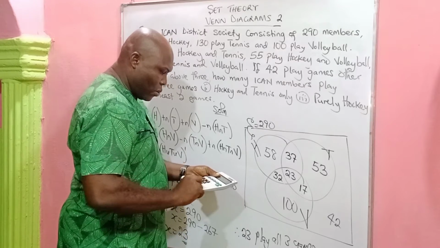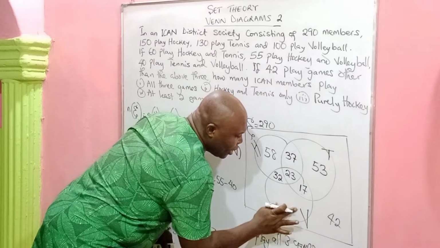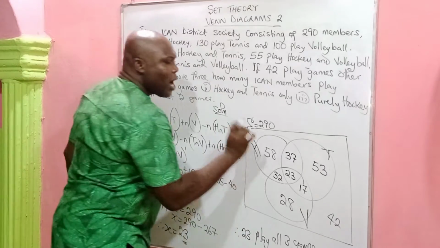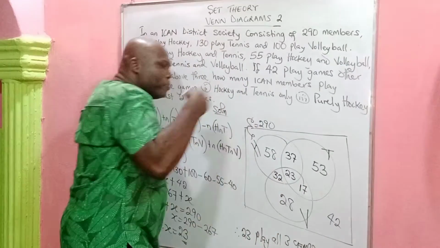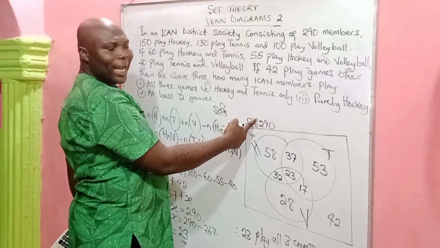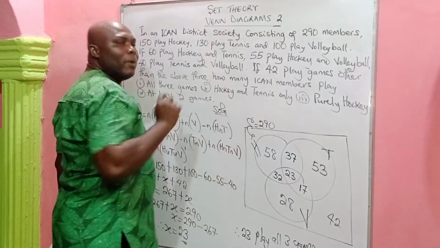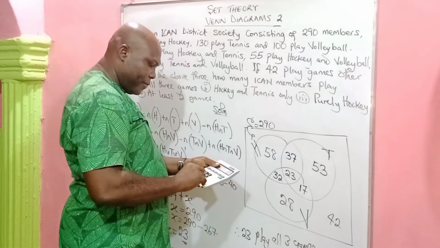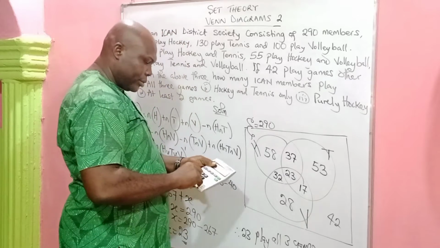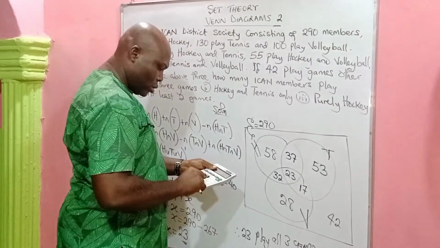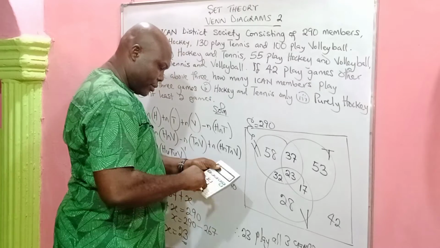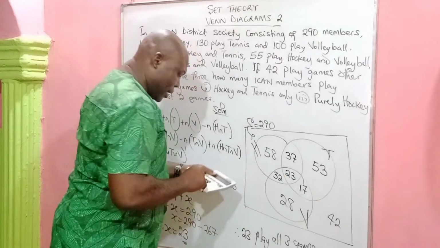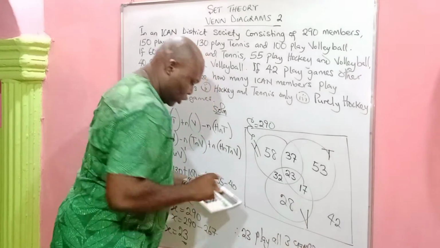Alright? Now with these adjusted Venn diagrams, if you add every value you have here, it must give you the universal set, which is 290. If we add all the values here, they must give us 290. Let's see if that is true. 58 added to 53 added to 28 added to 32 added to 37 added to 17 and then added to 23 and then finally added to 42. That's 290, which is what you have in the universal set.